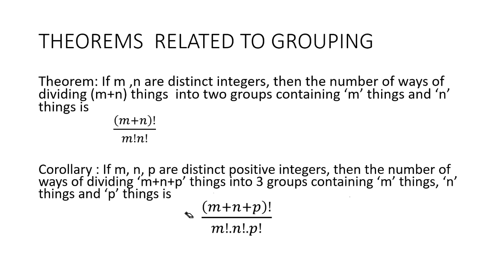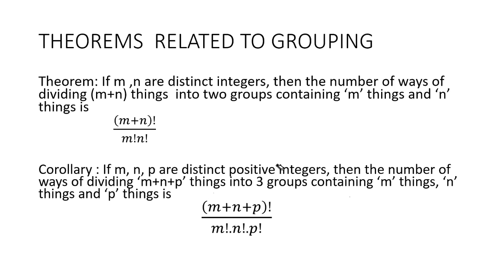And then we have this generalization. The number of ways of dividing n plus m plus p distinct things into three groups containing n objects, m objects and p objects is going to be n plus m plus p factorial upon n factorial times m factorial times p factorial.